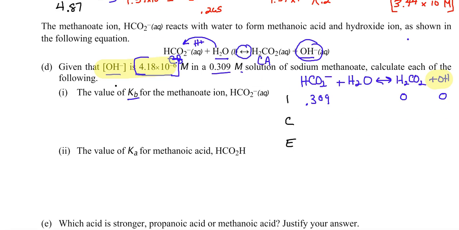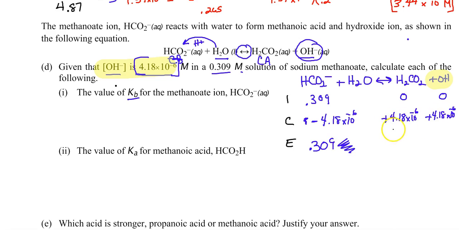Because that is the x, so this must be what? Minus, we're losing it, 4.18 times 10 to the negative 6, huge number. And this must be plus 4.18 times 10 to the negative 6, and this must be also plus 4.18 times 10 to the negative 6, running out of space. And of course, this is 0.309 minus that. But you can see how small that number is. So 0.309 minus that, well, we're gonna what? Get rid of that. It's insignificant.